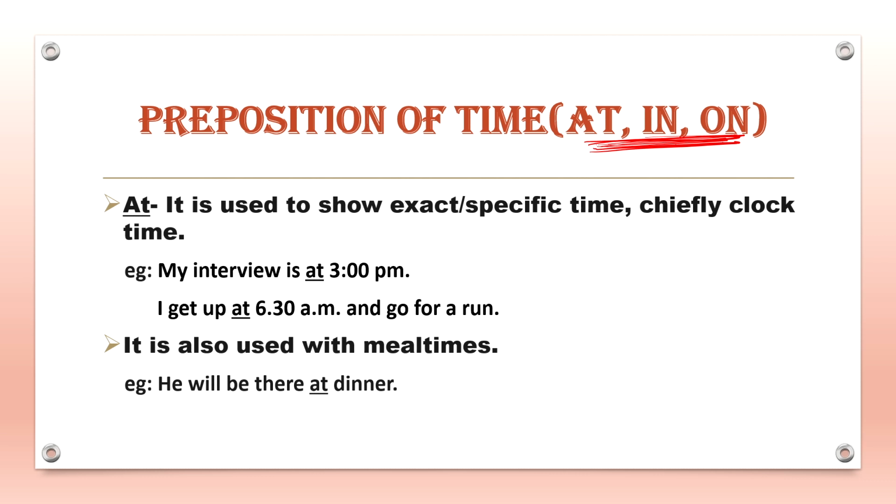So, at, it is used to show exact or specific time, chiefly clock time. For example, my interview is at 3 p.m. I get up at 6:30 a.m. and go for a run. Then at is also used with meal times. For example, he will be there at dinner, or you can say he will be there at breakfast.